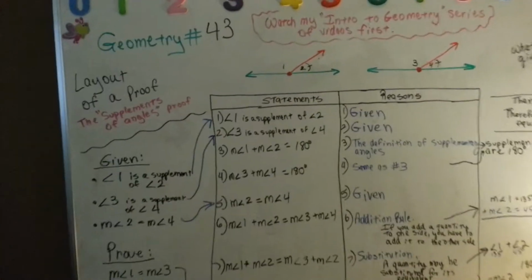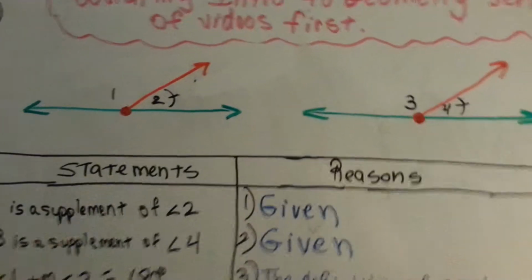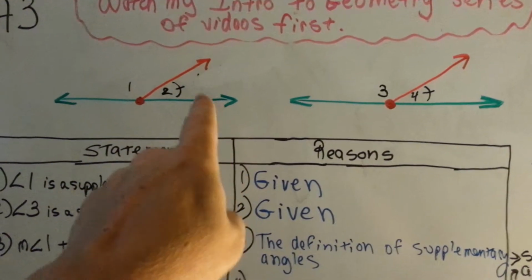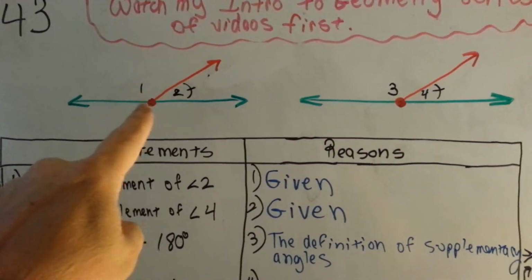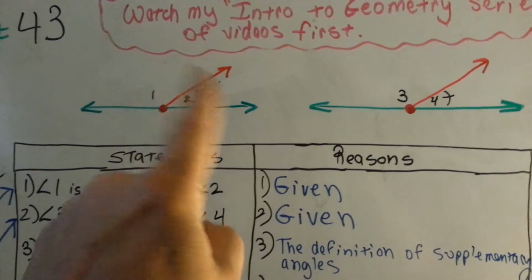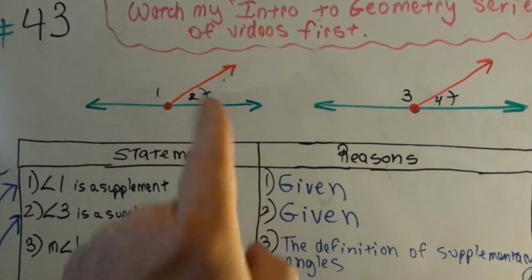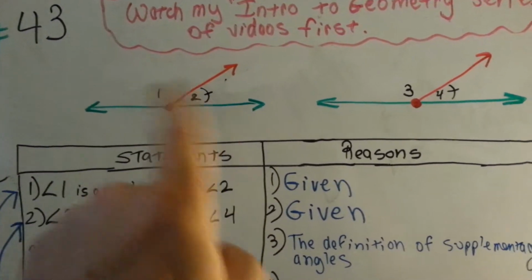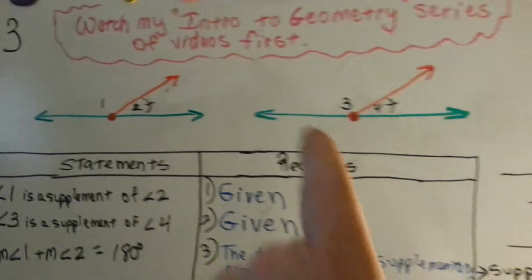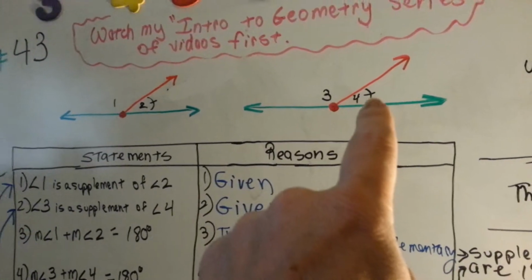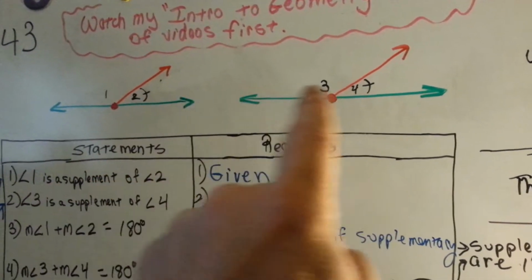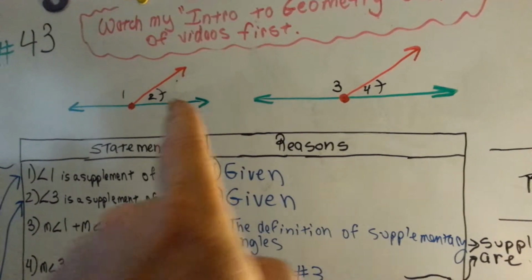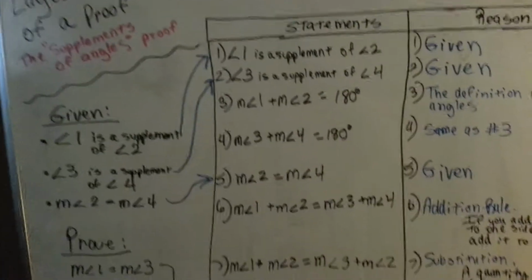Let's take a closer look at this picture up here. We've got a straight line with a ray bisecting it, creating angles 1 and 2. Well, if you remember from our previous videos, these are supplementary angles because this is a straight line, together they equal 180 degrees. Well, this one is identical to it. This little notch here says that this is the same angle, that 2 and 4 are equal, okay? Which is given, which you'll see. So let's look at our given, and we'll see how these got filled out.